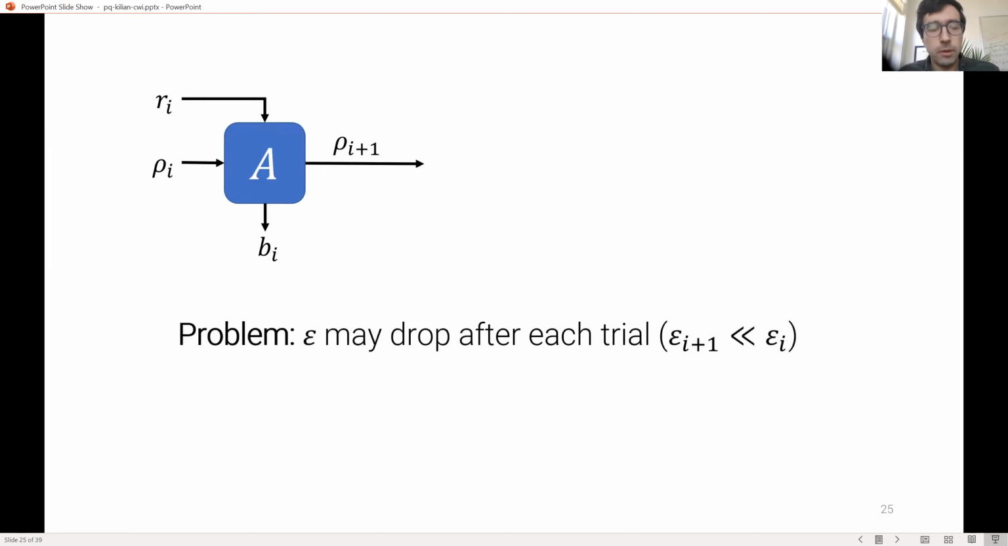So the problem that we have is that this epsilon value may drop after each trial. We want to see a large number of successes, but the probability of success may be damaged by applying the algorithm A.